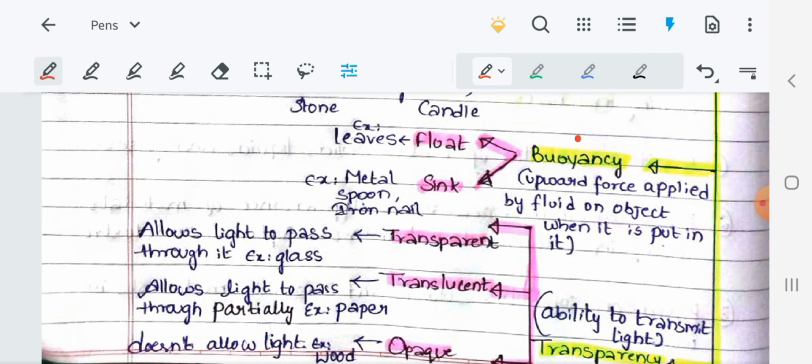Now, talking about the fourth property, that is buoyancy. If you put any object in a fluid, there is an upward force applied by the fluid on the object. For example, if you put a leaf in water, the upward force exerted by the water on the leaf is called buoyancy. Some materials float on water, and some of them sink. It depends upon density, like the amount of particles present per unit area. We'll study about it in higher classes. Based on the density, they either float or sink.